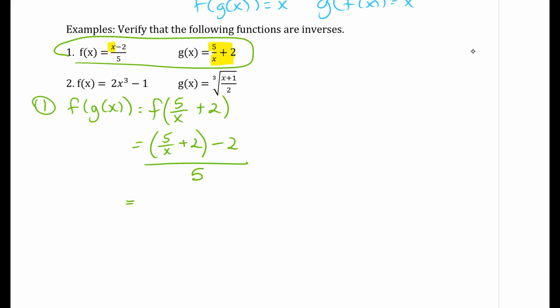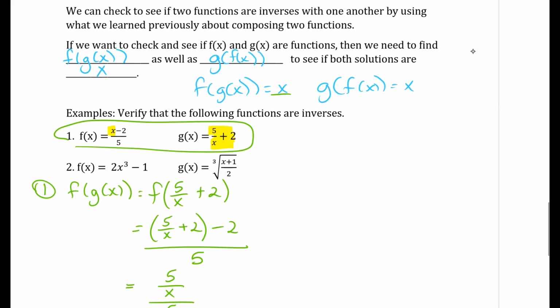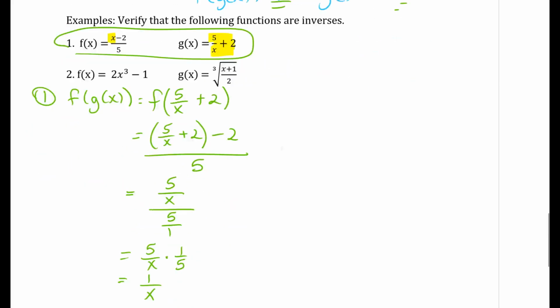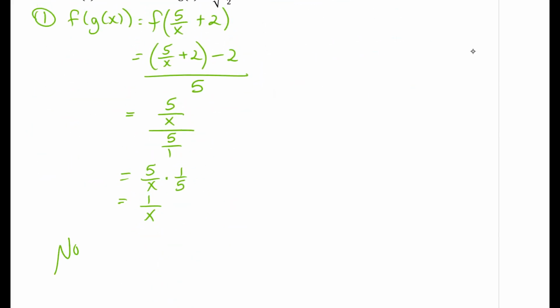So I'm going to simplify that, and the 2's in the numerator simplify out. And then I get 5 over x all over 5. I'm going to make that a reciprocal. And I get the following, 5 over x times 1/5. So 5 over 1 I made into a fraction, so then I use its reciprocal, because if you divide by a fraction, you multiply by its reciprocal, and I get 1 over x. Is that equal to x? No. So right away, I know they're not inverses.